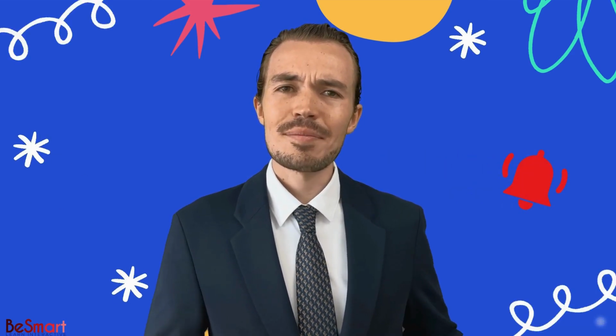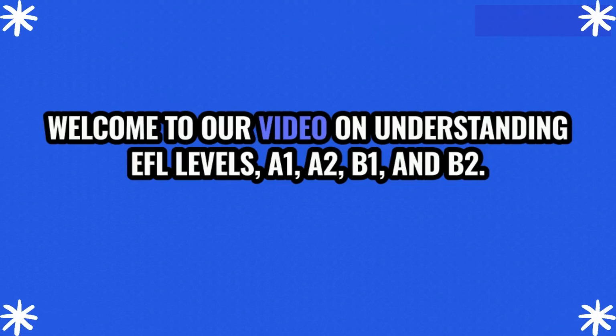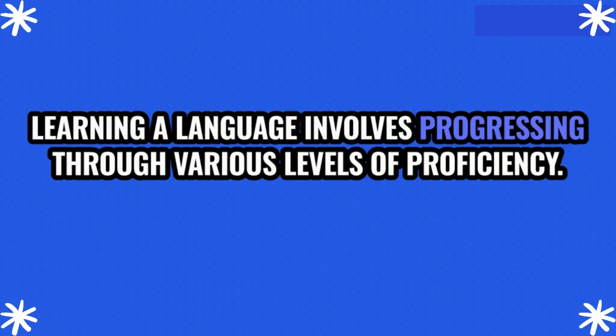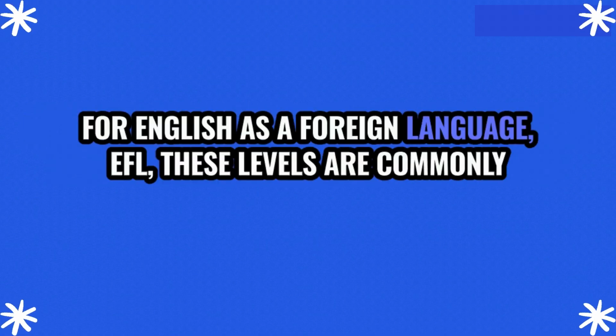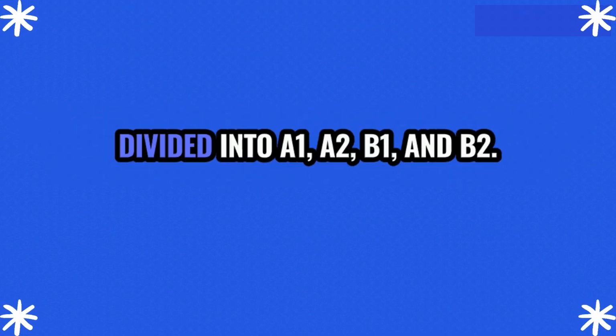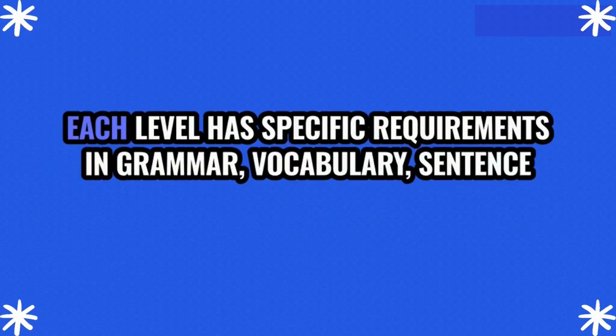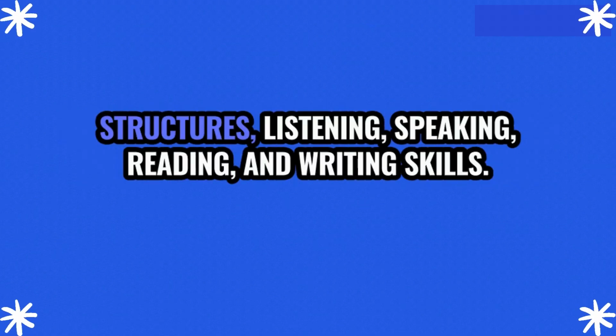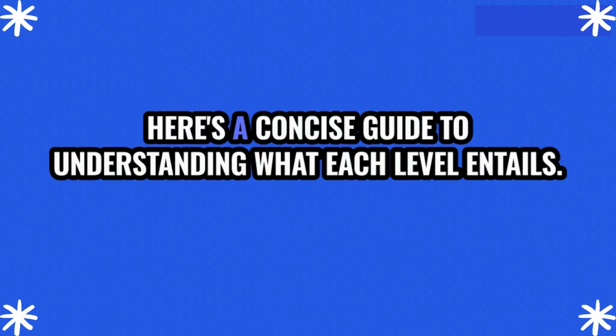Let's get started. Welcome to our video on understanding EFL levels: A1, A2, B1, and B2. Learning a language involves progressing through various levels of proficiency. For English as a foreign language, EFL, these levels are commonly divided into A1, A2, B1, and B2. Each level has specific requirements in grammar, vocabulary, sentence structures, listening, speaking, reading, and writing skills. Here's a concise guide to understanding what each level entails.